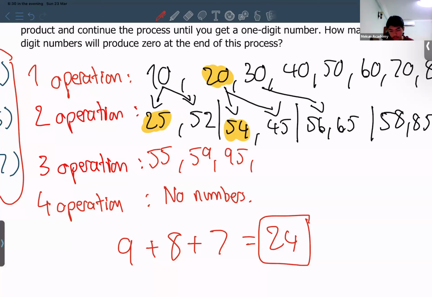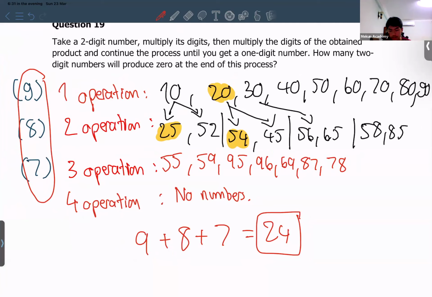And then for 54, which equals 9 times 6, you can write it as two numbers too, 96 or 69. And for 56, you can get 8 times 7. So you can write 87 or 78. So from here, you can look further.